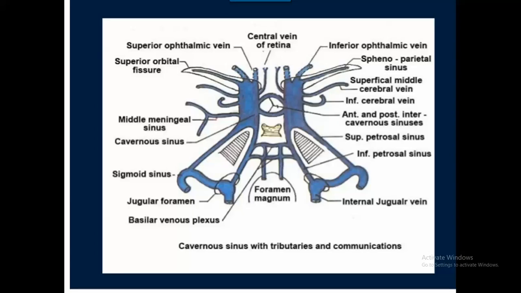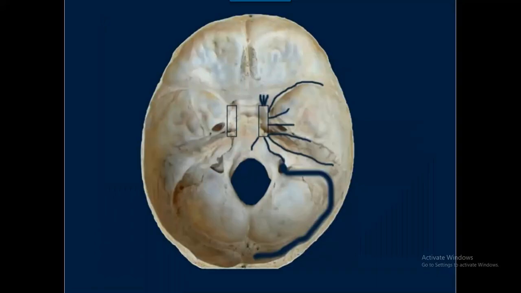Then, in the lateral aspect, the superficial middle cerebral vein and the inferior cerebral vein. From the medial aspect, the two sinuses are connected to each other by the anterior and posterior intercavernous sinuses. Now, another diagram also shows the veins that are distributed or connected to the cavernous sinus.